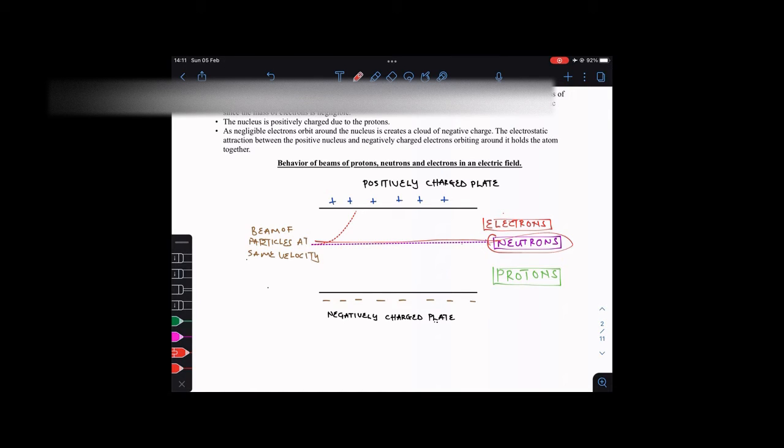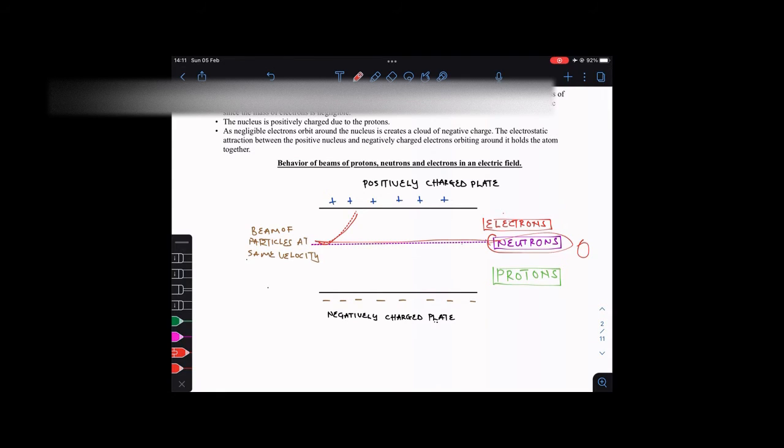They are neither positively charged nor negatively charged. They have no charge. The charge of neutrons is zero, so it's not deflected. It passes through straight. And then the electrons, in red, are pulled towards the positive plate. It's evidence that electrons are negatively charged.